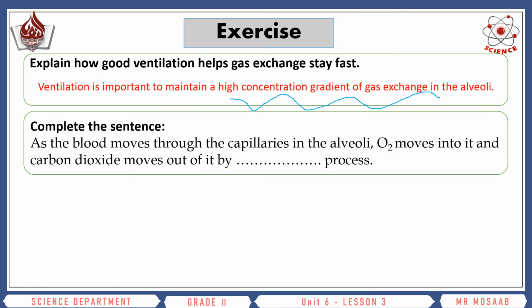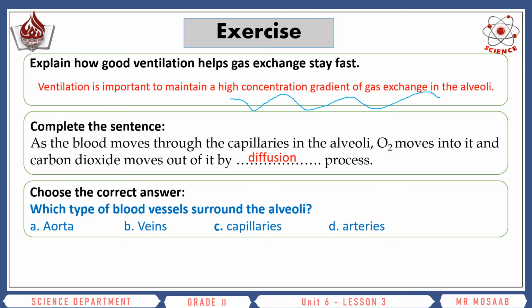As the blood moves through the capillaries in the alveoli, oxygen moves into it and carbon dioxide moves out of it by what process? Which means oxygen moves from the alveoli into the blood and carbon dioxide moves out of the blood into the alveoli. What is this process called? Gases move by the diffusion process. Okay?